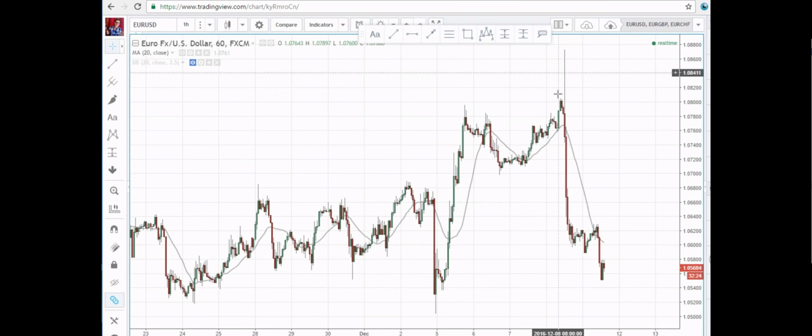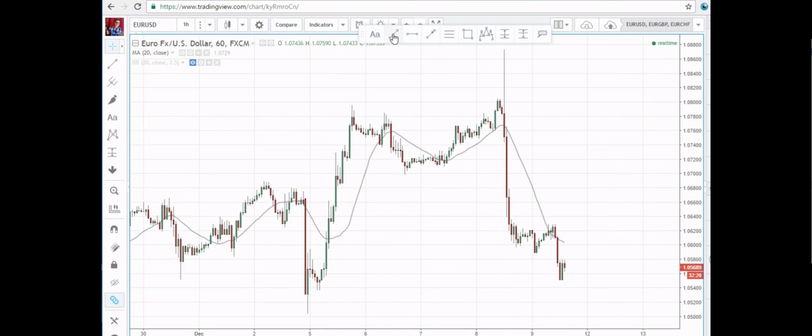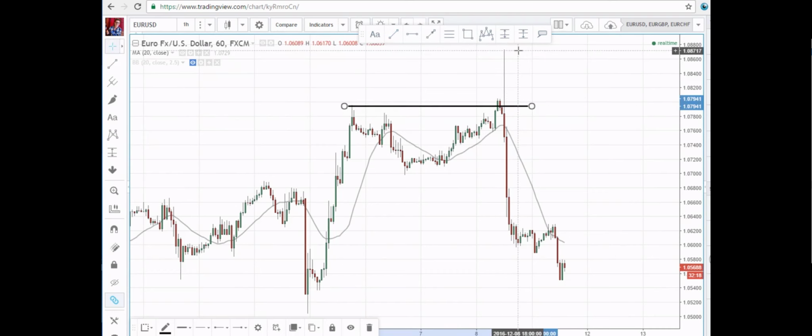And then here this was again a news driven candle. You see the huge move up, which then immediately reversed on the same candle.